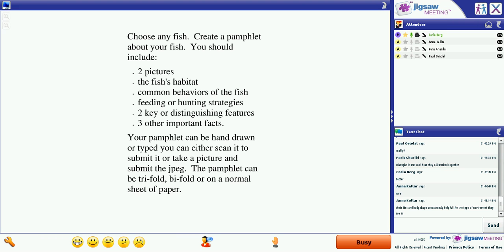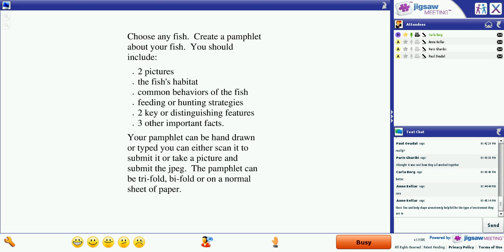Your pamphlet can be hand-drawn or typed, up to you. You can either scan it to me if you have a scanner at home. If you don't have a scanner and you just want to take a picture of it and send me the JPEG, that's fine. If you create it on the computer, you can just send me the PDF of it. That's fine. Or a Word document.